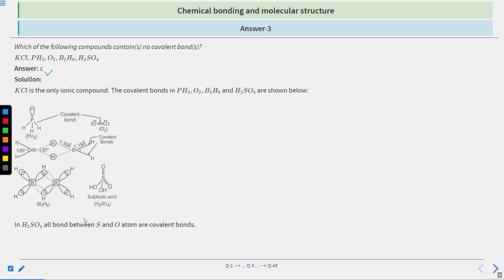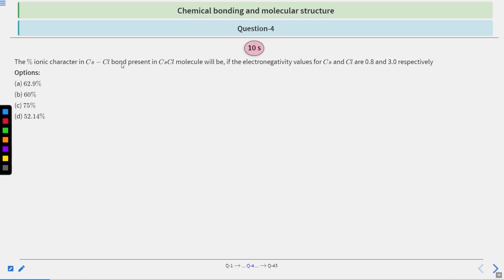So in sulfuric acid, all the bonds between S and O, including the double bonds to O atoms, are covalent bonds. So in the following manner, we can see the covalent bonds in PH3, O2, B2H6, and H2SO4 are given here. KCl is the only ionic compound which does not have covalent bonds, and hence option C is the correct answer. Let's move on to the next question, that is question number 4.